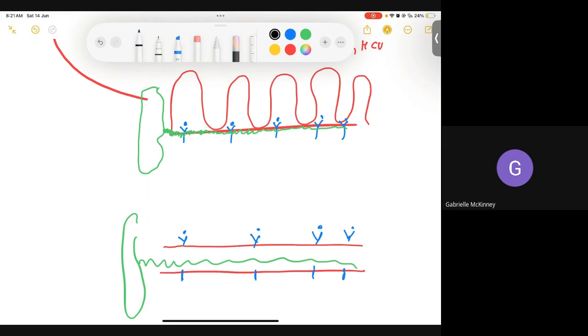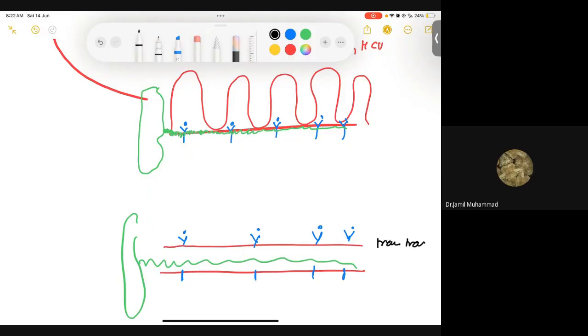Yes, splitting. You can simply say it's split, but there is a characteristic word used for that: tram track appearance. Tram track appearance.